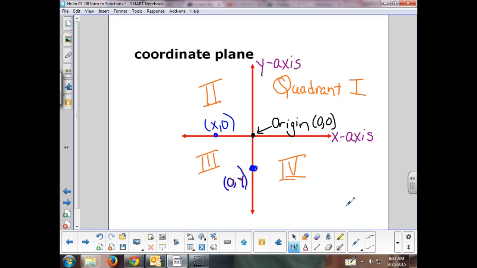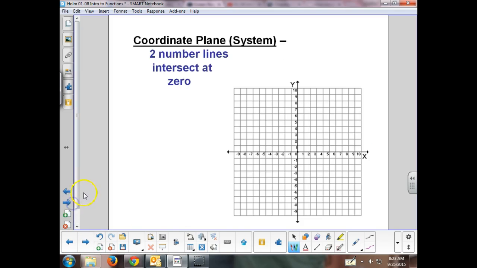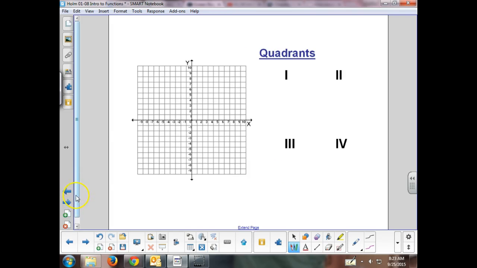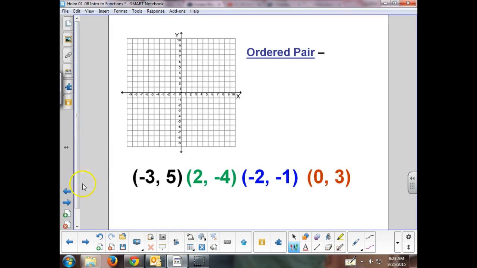Make sure you recognize the word origin. And where kids have the most trouble graphing is on the axes. They get mixed up if they go over or if they go down first. Okay? Alright, we just talked about that. We talked about quadrants. Let's do ordered pairs. Just go ahead and sketch a coordinate plane in your notes.